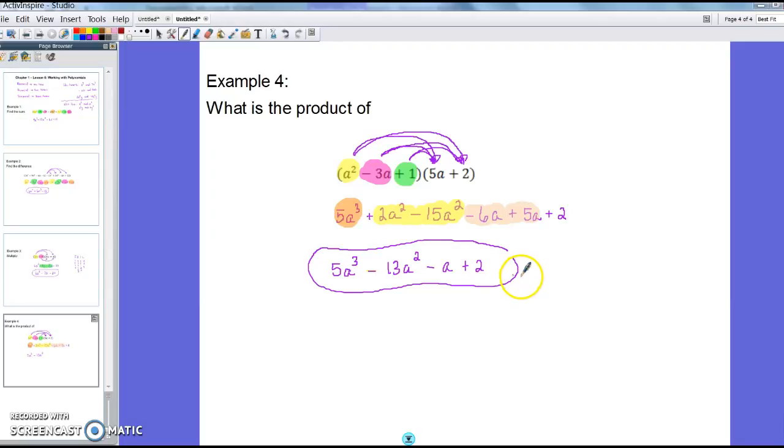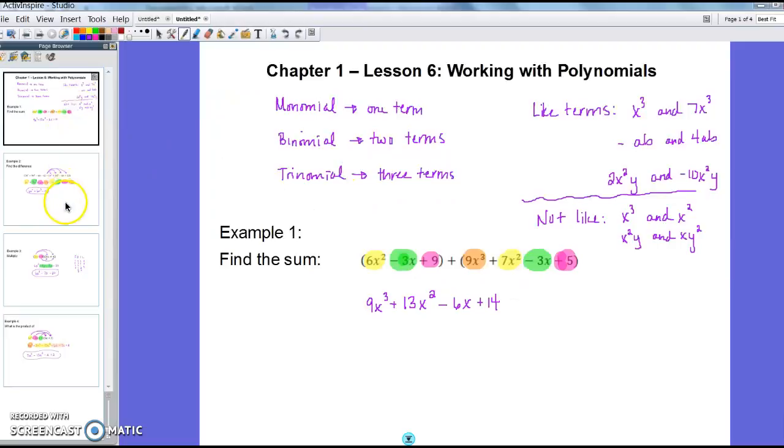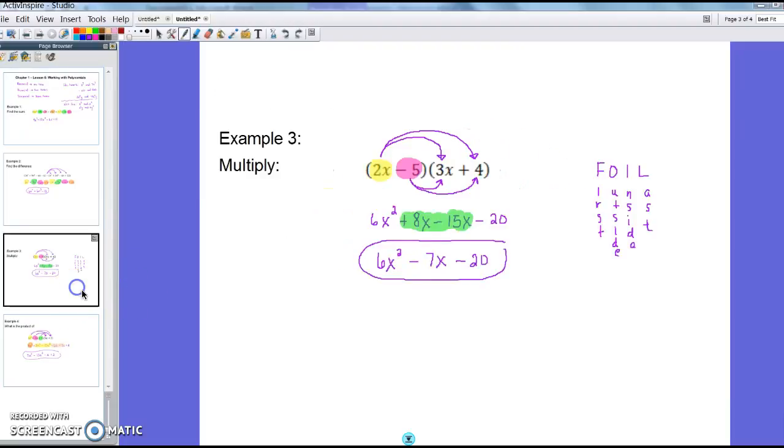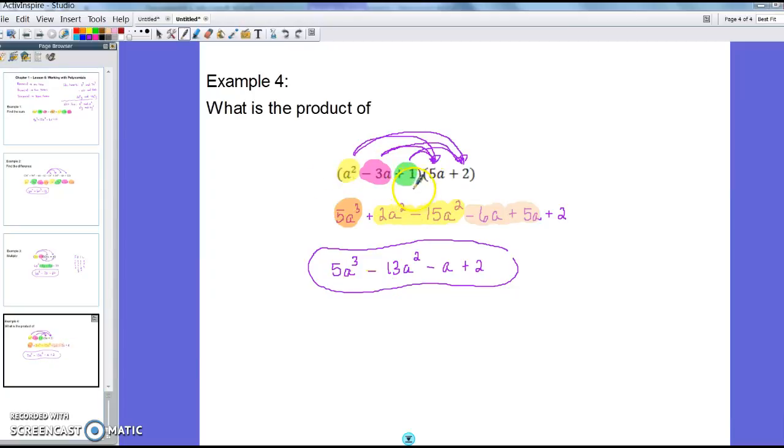So those are some quick examples of adding and subtracting. Remember, distribute the negative first, then combine your like terms. And multiplying, we are going to FOIL if we have two binomials, which is really just distributing twice. And if you have a trinomial and a binomial, you're just going to distribute however many times you need to.